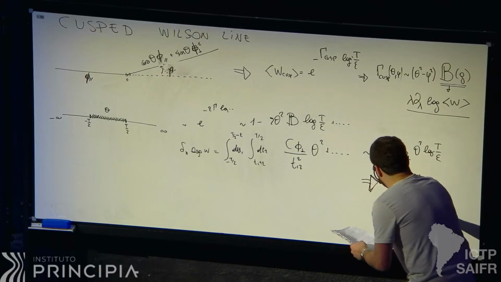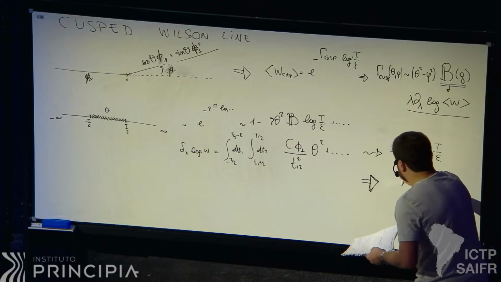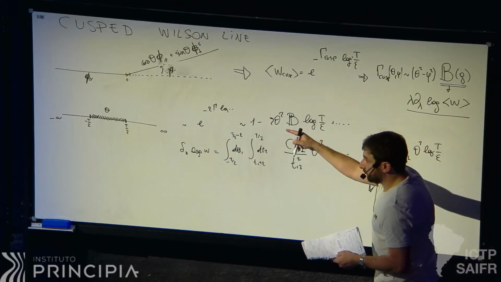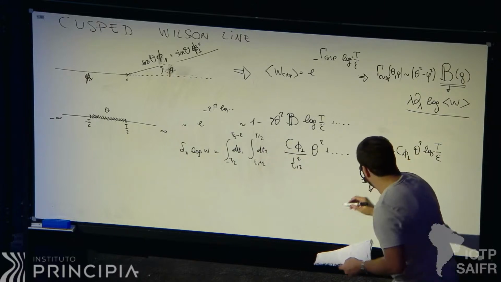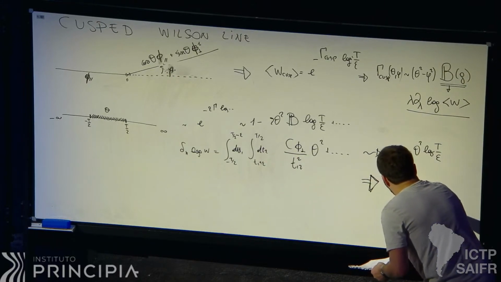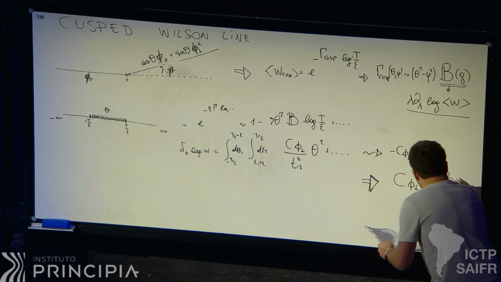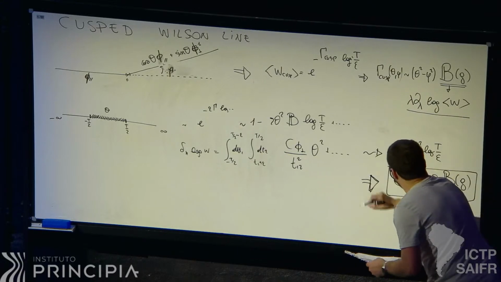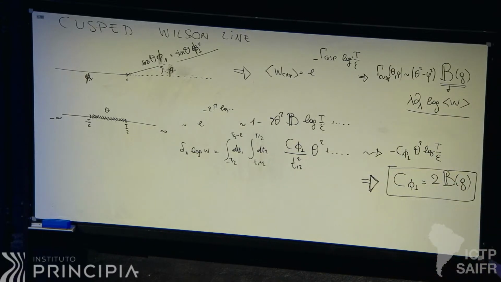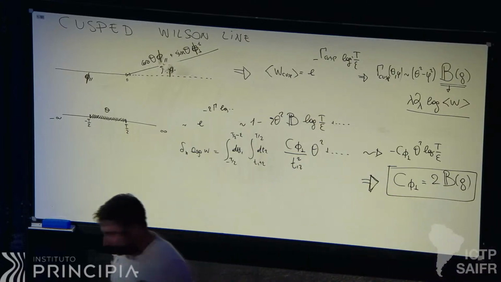So the final answer is that we can fix C phi orthogonal. Okay? So just looking at the cusp deformation, knowing this very general symmetry discussion, we can fix C phi orthogonal to be equal to 2 Bremsstrahlung function. And this is an exact function of g. That's very nice. Cool. Maybe some of you are not surprised, because this is a very famous result.